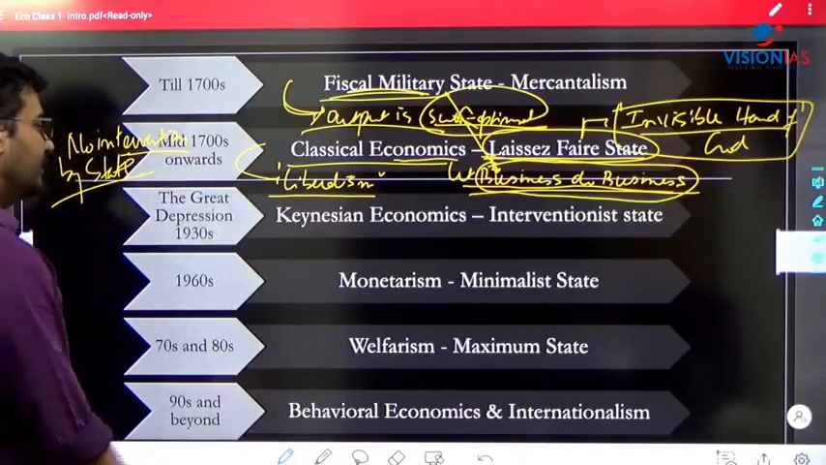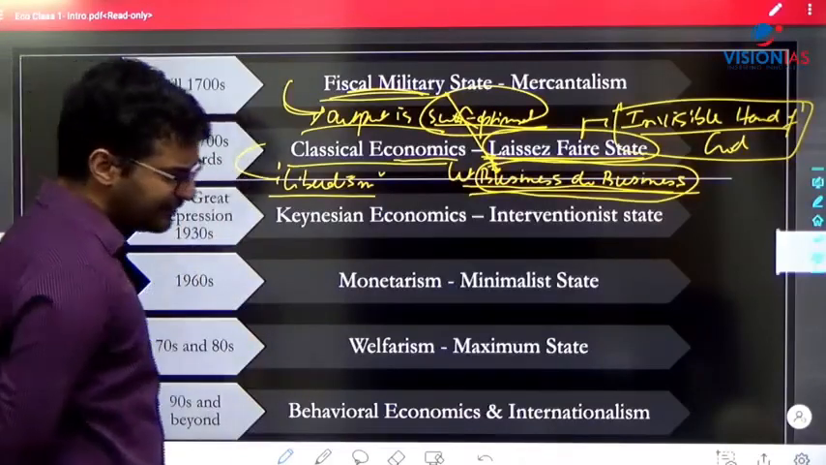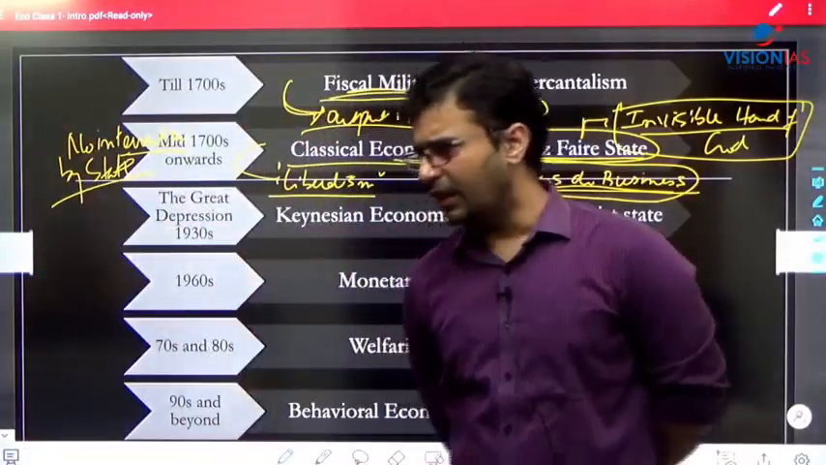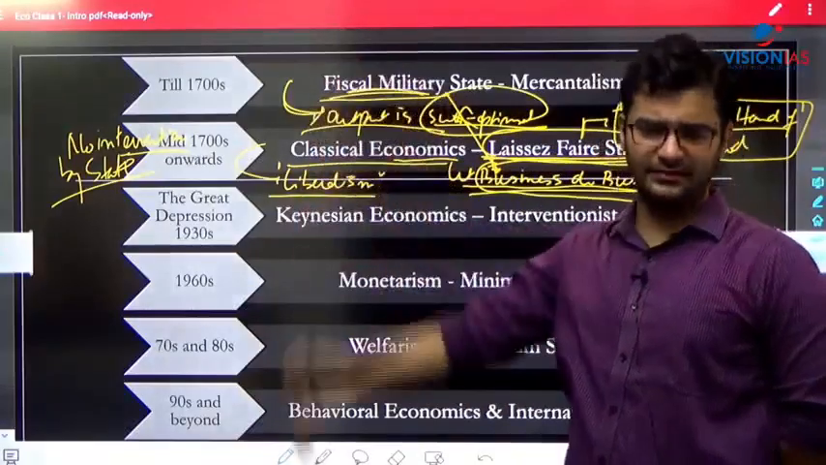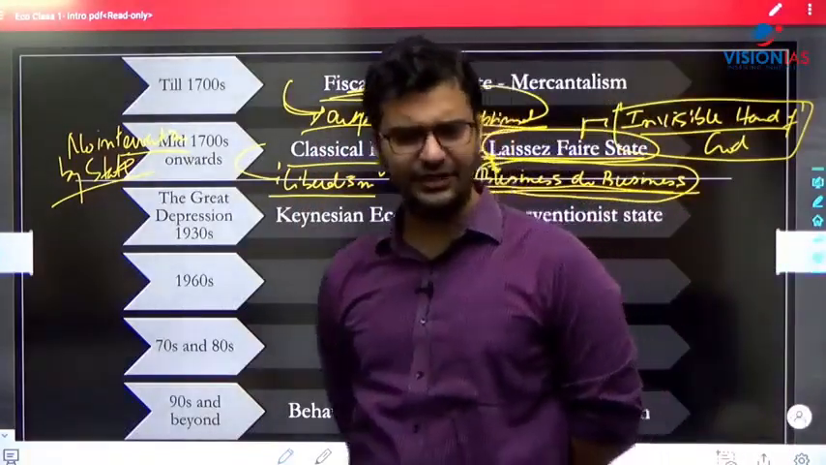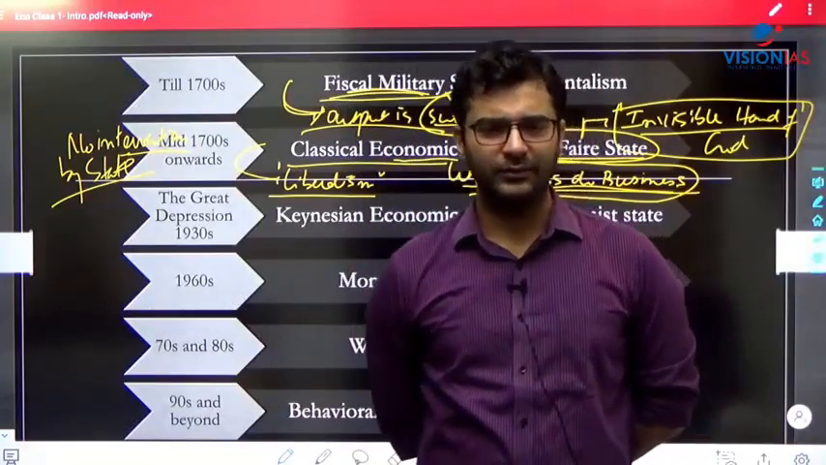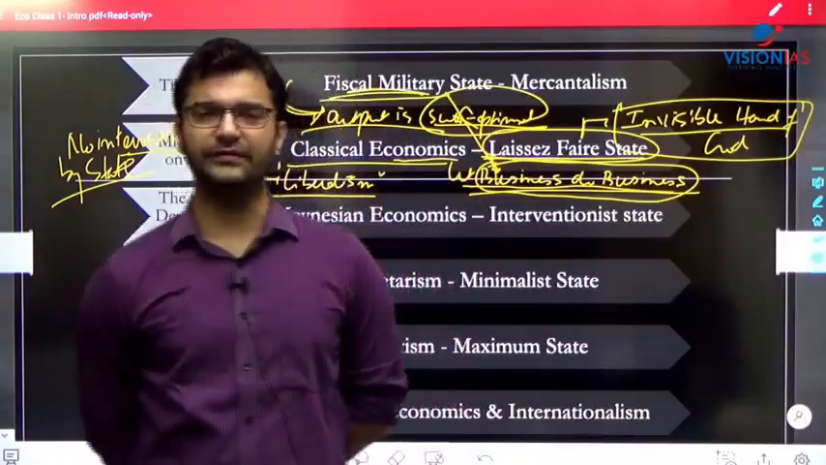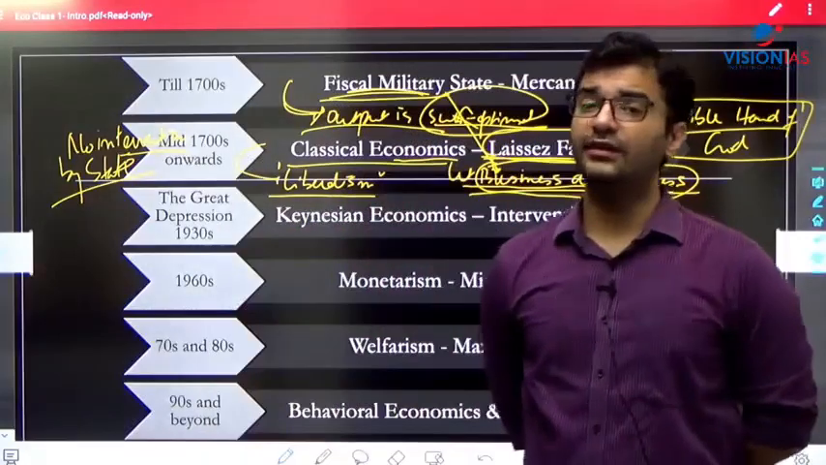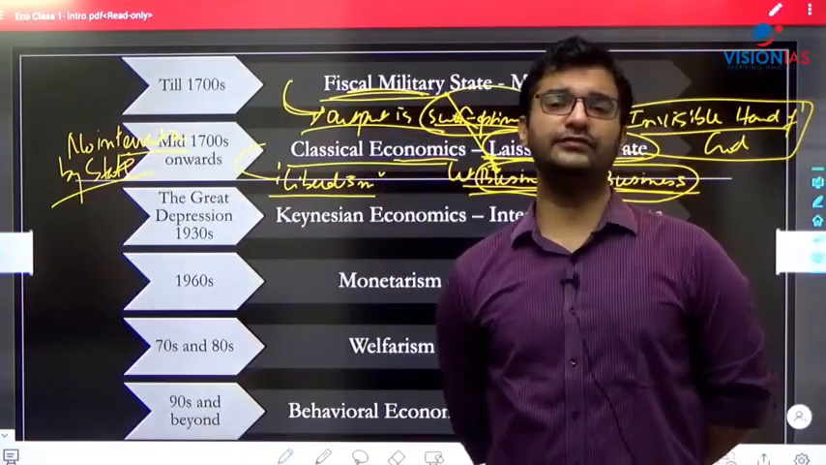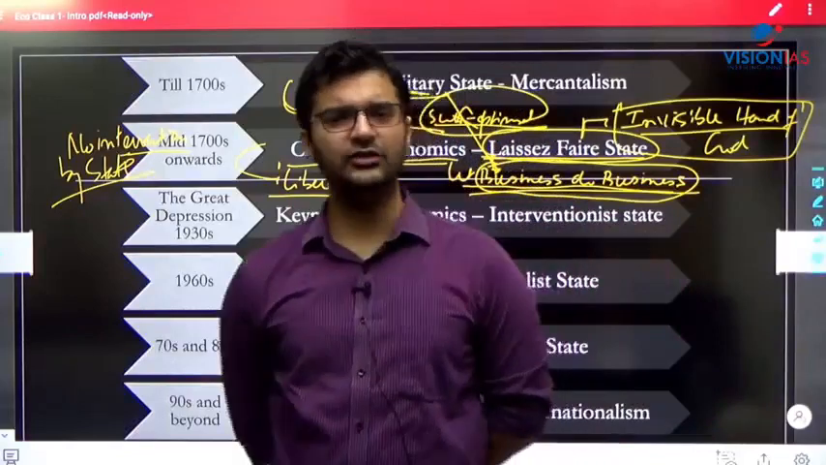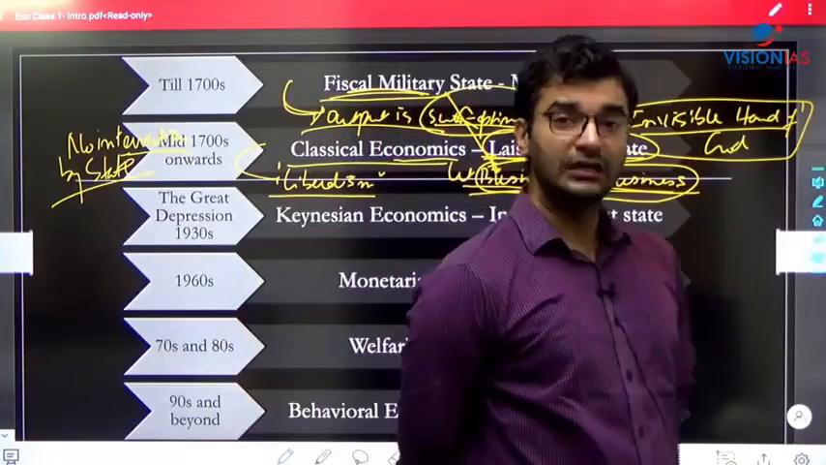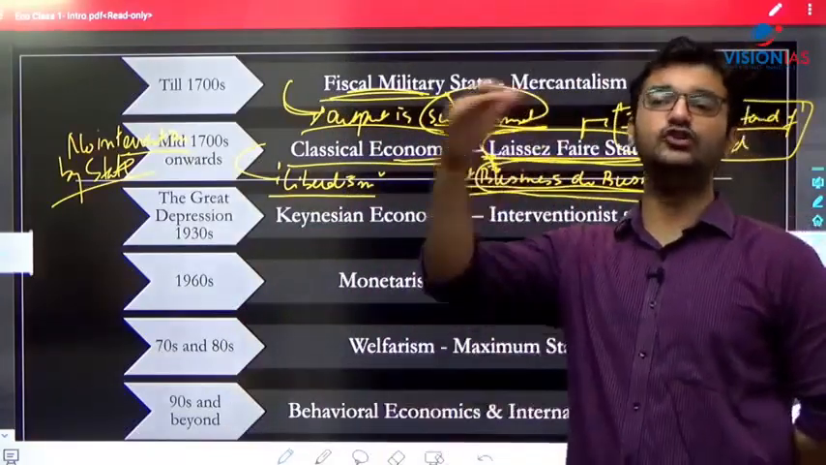Next, in about 1775, Adam Smith came out with his book, The Wealth of Nations. 1775 में Adam Smith की book आई. Since then, from 1775 till about 1930, in fact 1935 to be precise, for more than 150 years, classical economics enjoyed dominant position in the world of economics. In the world of economic thought, classical economics is what enjoyed dominance.